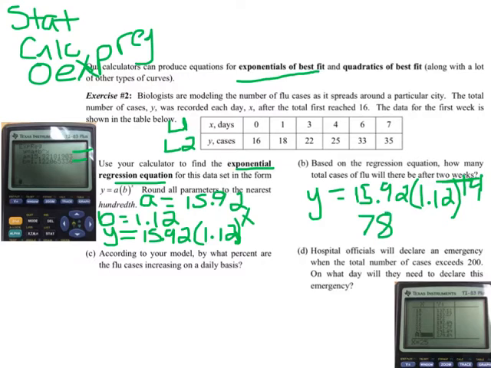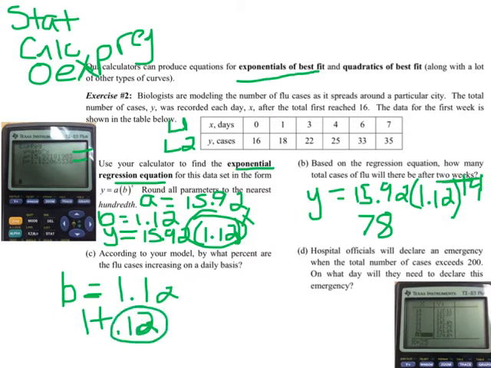According to your model, by what percent are the flu cases increasing on a daily basis? So I want to look at whatever my slope is, or whatever my increasing, my B. So what is it changing by? It's changing by 1.12. If you remember when we talked about exponential, when I separate it, it's 1 plus 0.12. So it's increasing above that 1 by 12%.